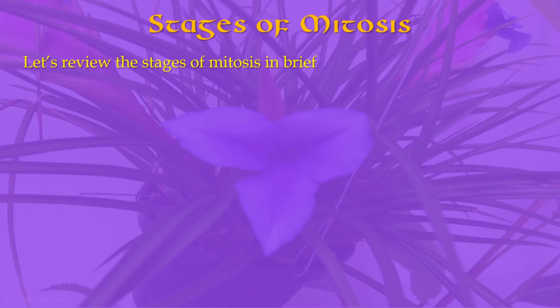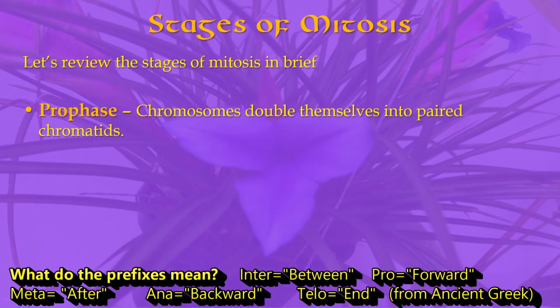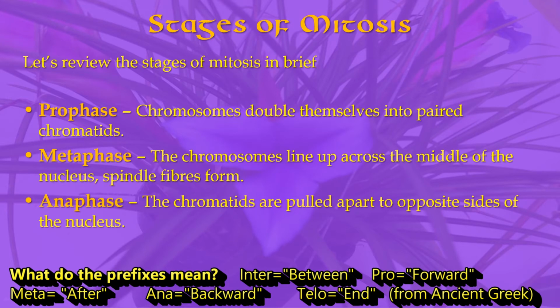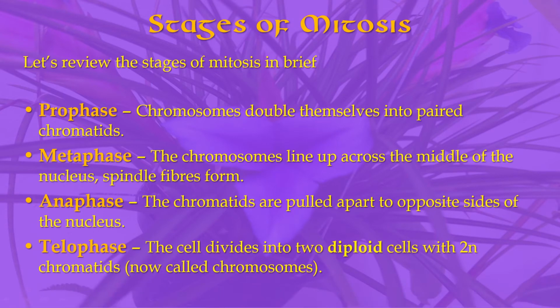Let's review the stages of mitosis again. We begin with prophase, when the chromosomes double themselves into paired chromatids. Then we have metaphase, where the chromosomes line up at the middle of the cell and the fibers form. In anaphase, the chromatids are pulled apart and the nucleus begins to divide. And then finally in telophase, the cell division completes and you end up with two diploid cells, each with two N chromosomes.